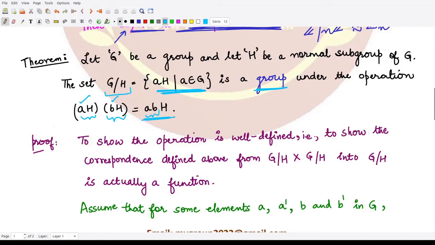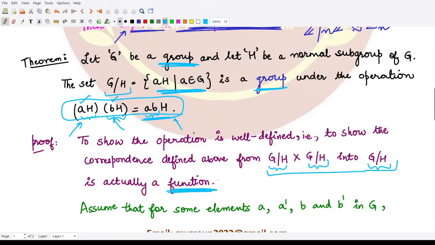So first of all, in order to show that this forms a group, we first prove that this operation is well-defined. To prove this, we take one element from this quotient group and another element also from the same quotient group, and map them to some other coset which is also a member of this quotient group. So we have to prove that the operation on these sets actually forms a function.